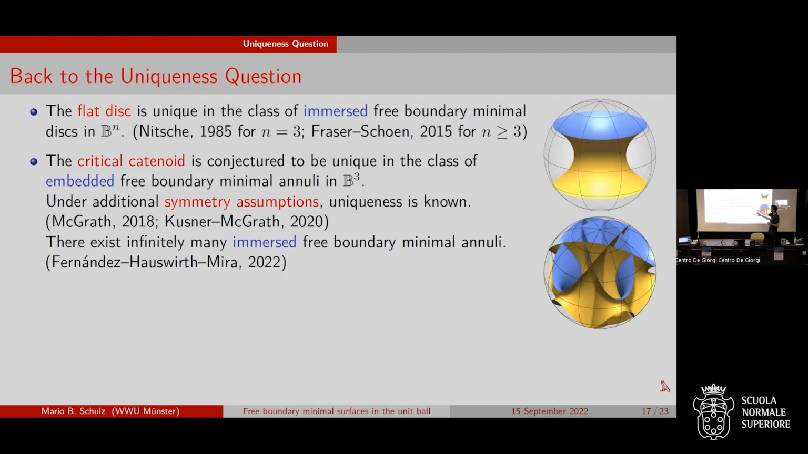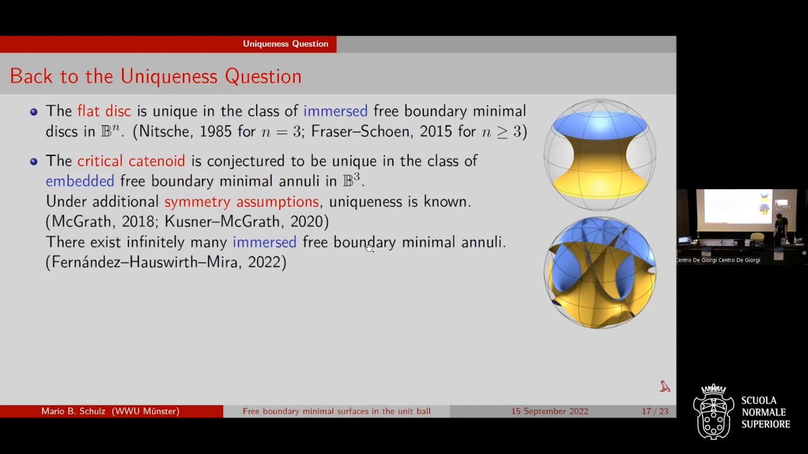There is very interesting recent work, which came out on the 31st of August this year, by Fernández, Hauswirth, and Mira. They showed that embeddedness is really necessary for the catenoid. The disk is unique in the immersed category, but the catenoid is not. There are, in fact, immersed free boundary minimal annuli. They look like this. In fact, infinitely many; they have been constructed very recently. So somehow any uniqueness proof has to use embeddedness. So it's going to be hard, but it's a very interesting open question.